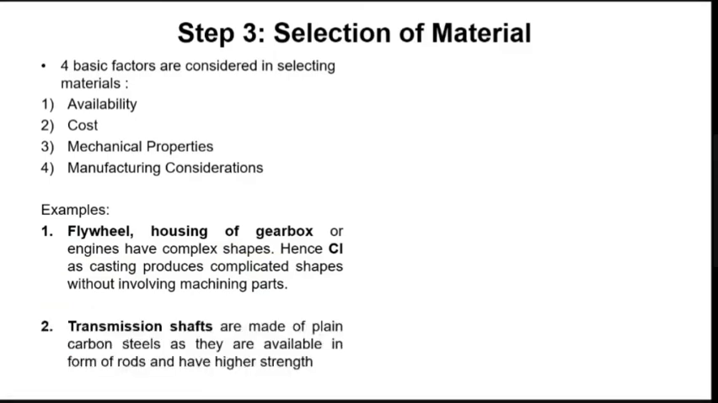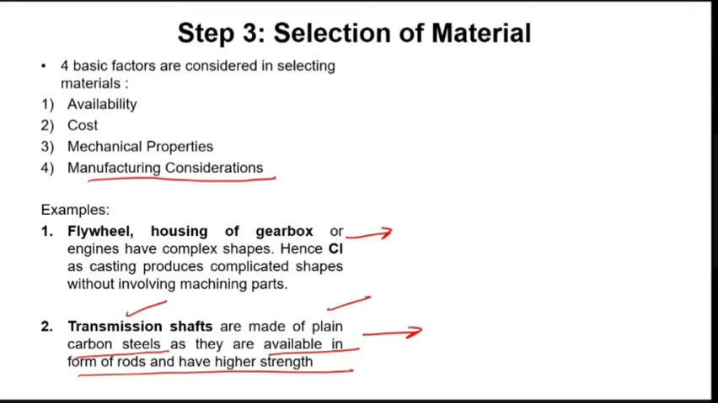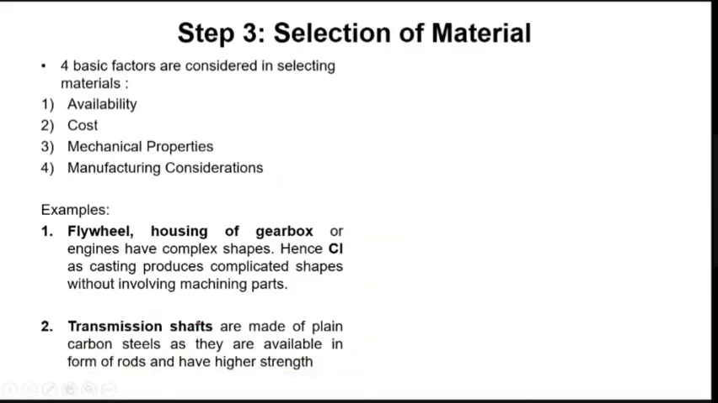Next, transmission shaft. Now let us say you have to design it, we will design everything, don't worry, I'm just trying to explain. Transmission shafts are made up of plain carbon steel. Why are you selecting plain carbon steel? Because they are available in the form of rods and have higher strength. The first example was related to manufacturing consideration, and this second example is related to availability, cost, as well as mechanical properties. You know that the transmission shaft is a rotating element. So obviously, if these plain carbon steels are available in the form of rods and are having higher strength, you will select them for the transmission shaft.